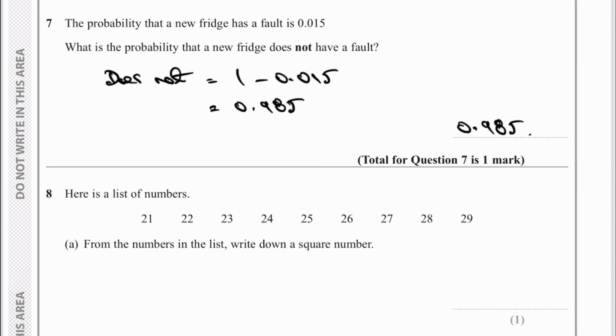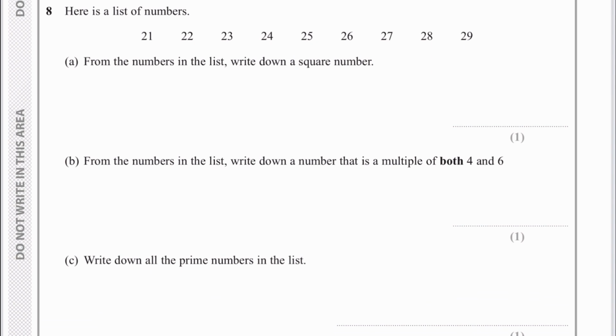Okay, let's have a look then at the next question. I see these questions quite a lot. From the numbers on the list, write down a square number. A square number is a number where you multiply the same number by itself, and in this case you get 25. So 25 is a square number, as is 36, which is 6 times 6, or 81, which is 9 times 9. Then it says, write down a number that is a multiple of both 4 and 6. 4 times 6 is 24, which is actually on the list, so we can say 24 for that one.